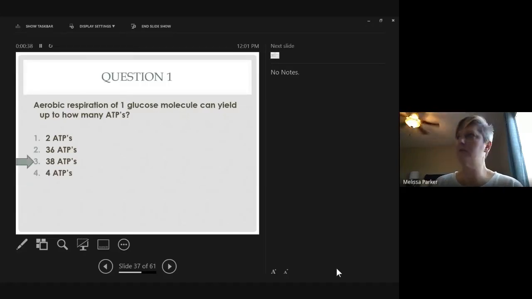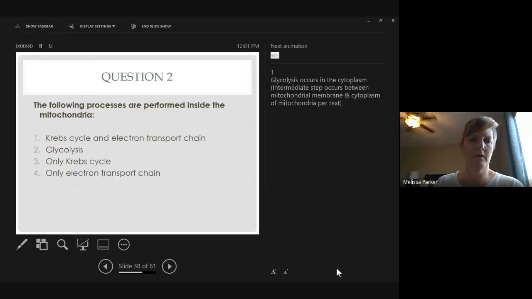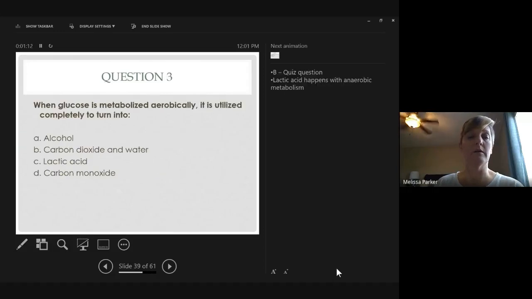And the answer is 38 ATP. The following processes are performed inside the mitochondria. So we learn like glycolysis happens in the cytoplasm. And the intermediate step occurs between the mitochondrial membrane and the cytoplasm. The Krebs cycle and the electron transport chain are happening in the mitochondria, which makes sense if you think about it, because we call the mitochondria the powerhouse of the cell, right? So that's where we're generating our energy.